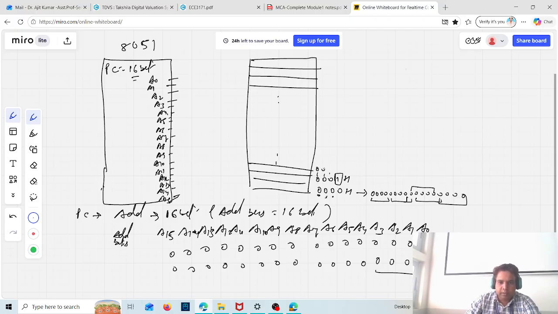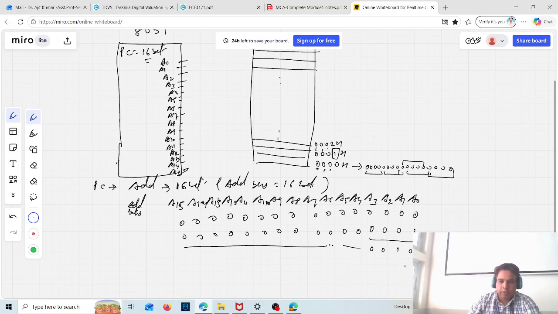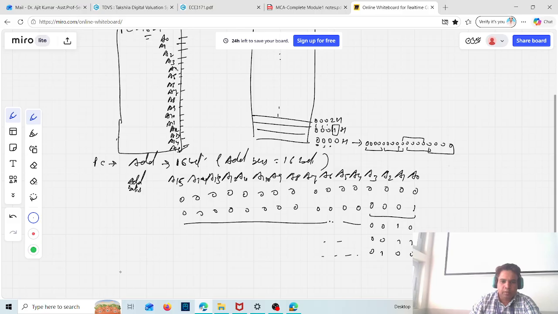Likewise, the next higher address will be 0002H, where 2 is written as 0010, and all the other bits are 0. Then 0011, then 0100, and the remaining bits are still zeros. Like this it will keep on going, and the last address will be all binary ones.